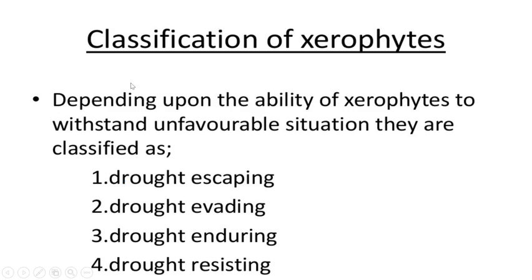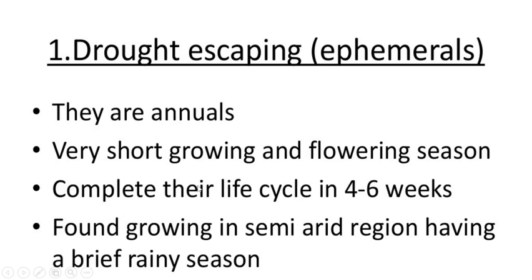Now let us see classification of xerophytes. Depending upon the ability of xerophytes to withstand unfavorable situations, they are classified as: first one, drought escaping, also called ephemeral annuals. Then drought evading, called succulents. Drought enduring, called non-succulent perennials. And last one, drought resistant. There are four types of xerophytes. Now let us see one by one.